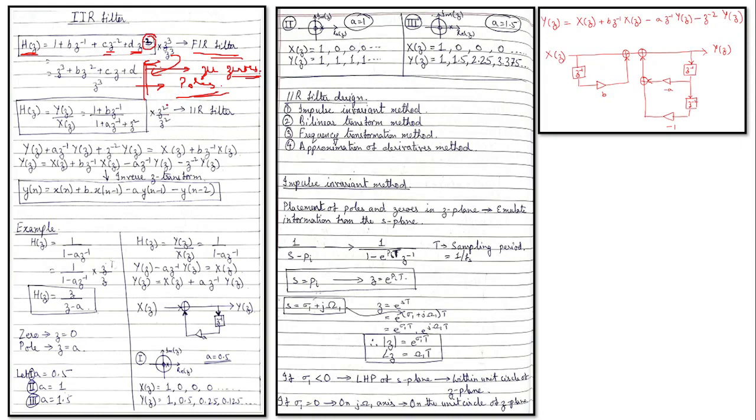Now, in the case of IIR filters, what happens? If you look at the transfer function, it would look something like this. Okay, so we have taken a very simple transfer function over here, 1 plus b z inverse divided by 1 plus a z inverse plus z to the power minus 2. Okay, so what would be the order of the filter?